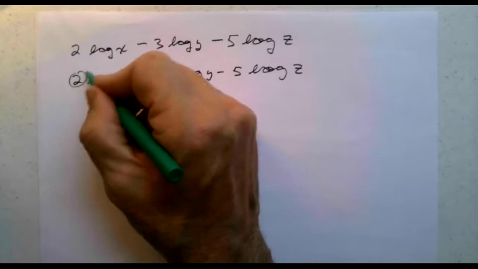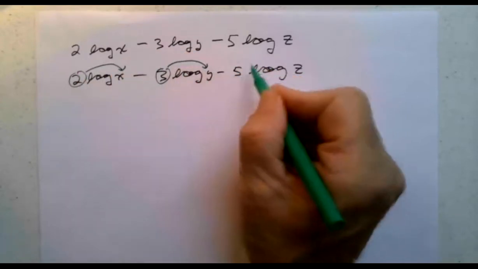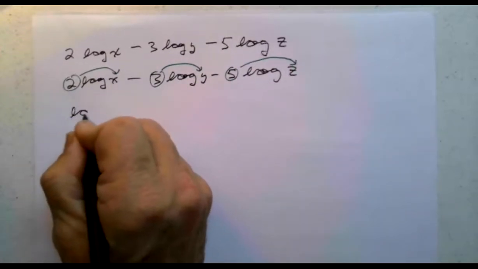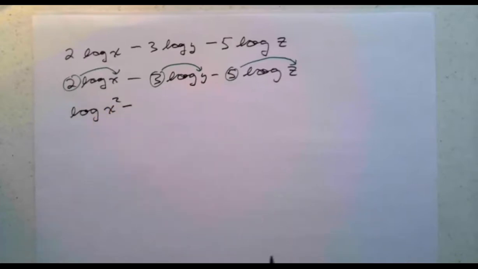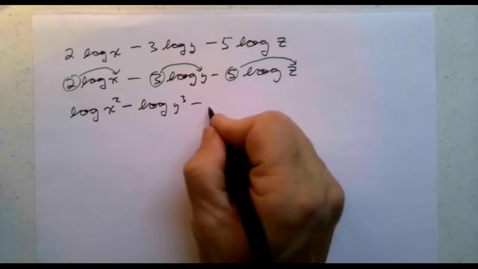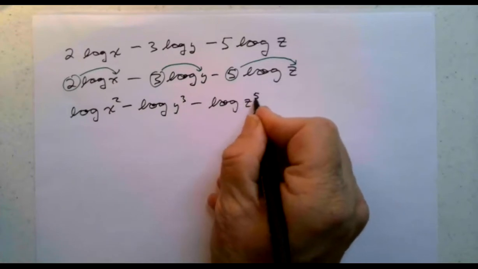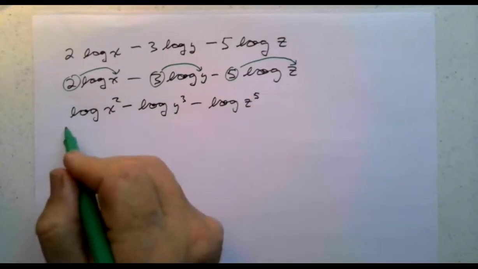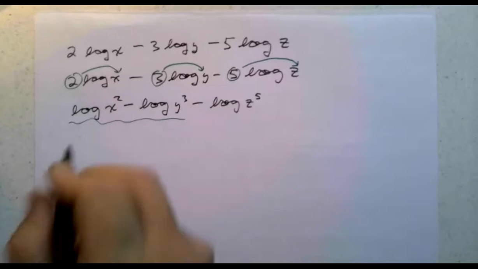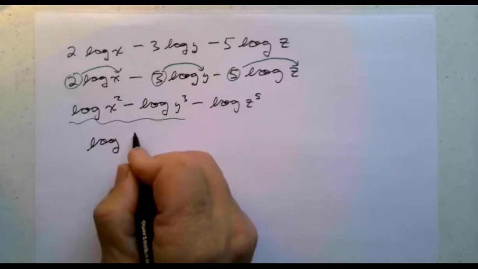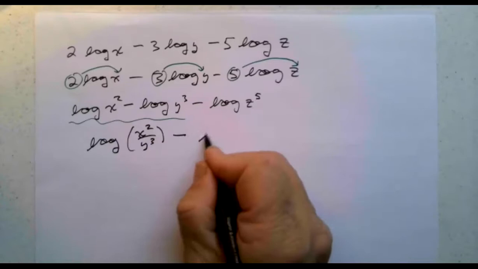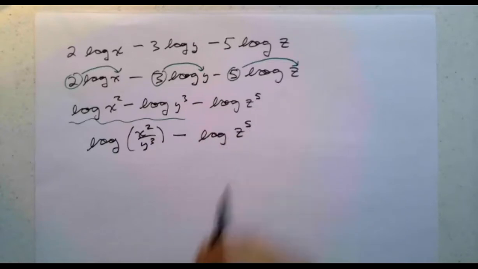Let's pull all the exponents up. The 2 comes up. 3 comes up. The 5 comes up. So I get log x squared minus log y cubed minus log z to the 5th. So I have the difference of these 2 logs, difference of the logs. Difference of the logs is the log of the quotient. So rewriting that, that will be log x squared over y cubed. Then we're going to subtract log z to the 5th.